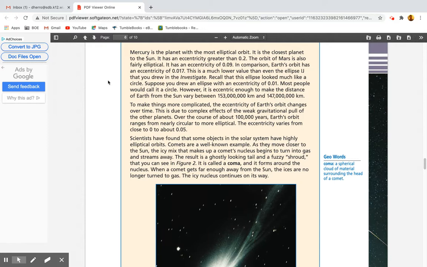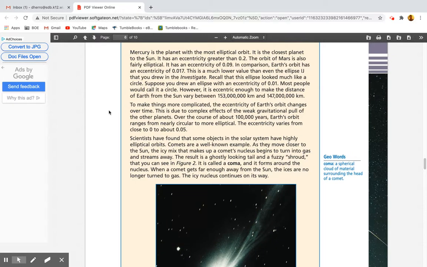This is a much lower value than even the ellipse you drew in the investigate. Recall that this ellipse looked much like a circle. Suppose you drew an ellipse with an eccentricity of 0.01. Most people would call it a circle. However, it's eccentric enough to make the distance of Earth from the Sun vary between 153 million kilometers and 147 million kilometers. To make things more complicated, the eccentricity of Earth's orbit changes over time.